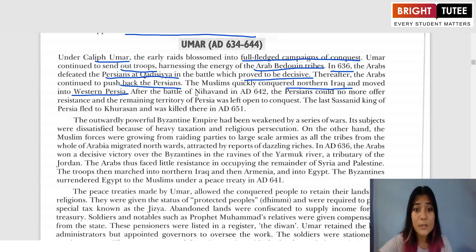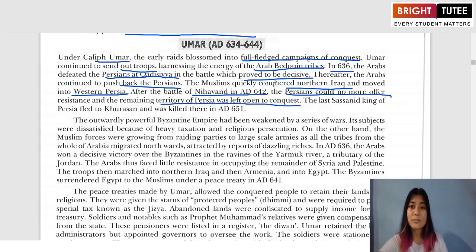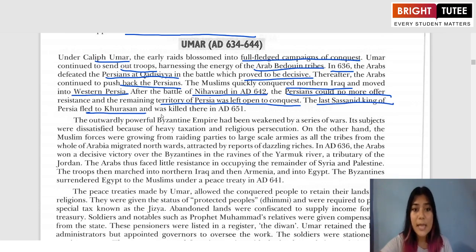At the Battle of Nihavand in 642 AD, the Persians could no more offer resistance. The Persians could no longer hold the Arabs, and the remaining territory of Persia was left open to conquest. So as a result of that, the Arabs entered into the Persian territory, and they conquered Persia. The last Sassanid king of Persia fled to Khorasan and was killed there in 651 AD.